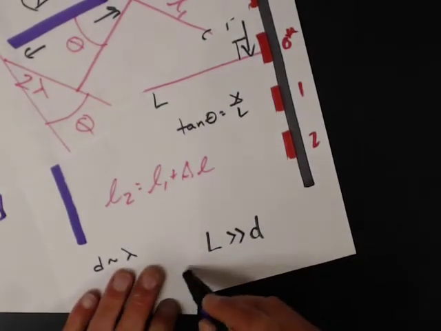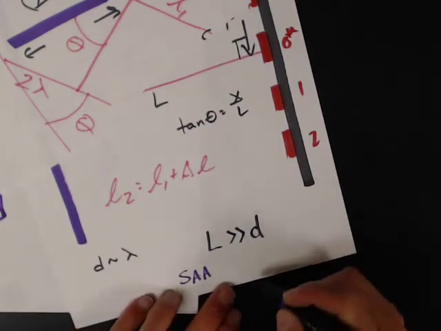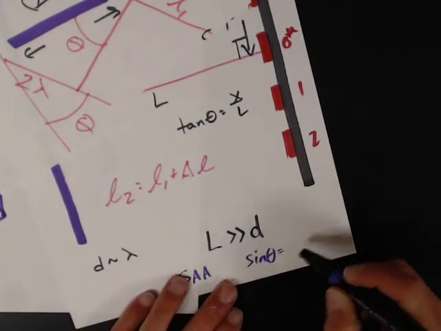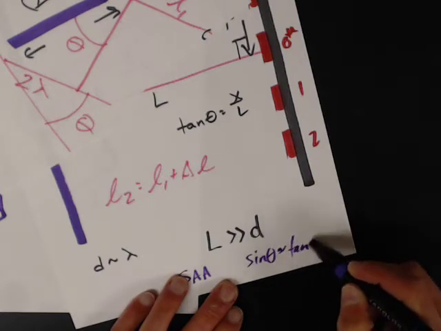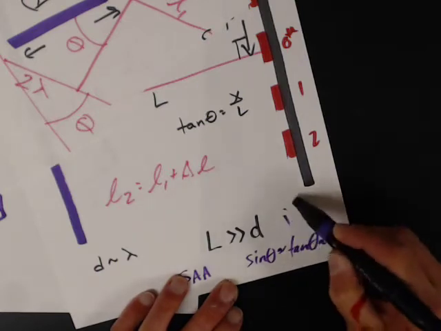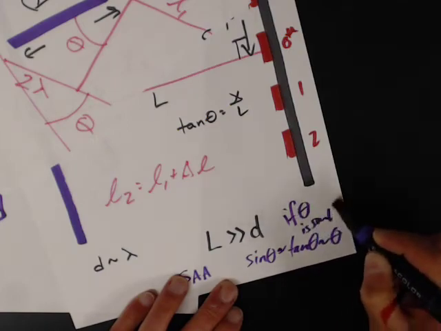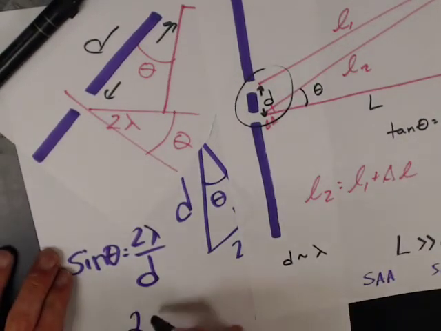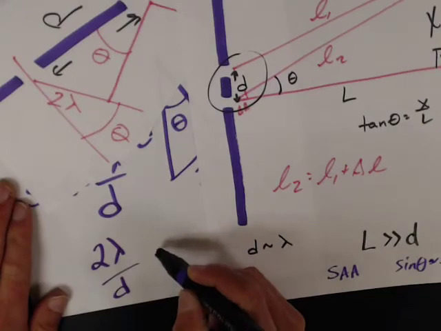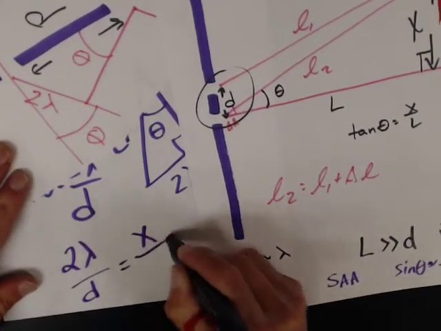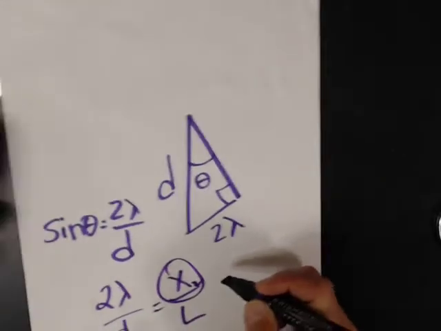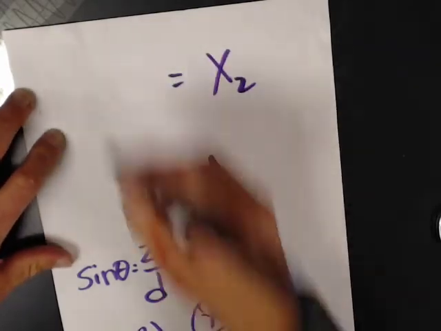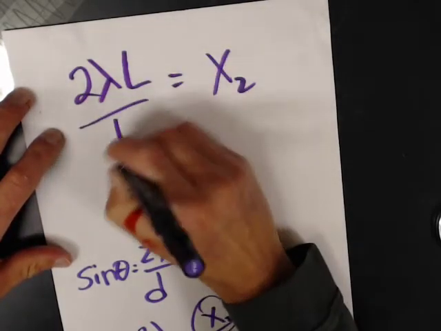Oh wait, because L is much, much larger than D, I get to use the small angle approximation. So sine theta is roughly equal to tan theta is roughly equal to theta if theta is small. So now I just get to make them equal to each other. So now 2 lambda over D equals x over L. So I'm trying to find the distance to that second order. So x2 equals 2 lambda L over D.